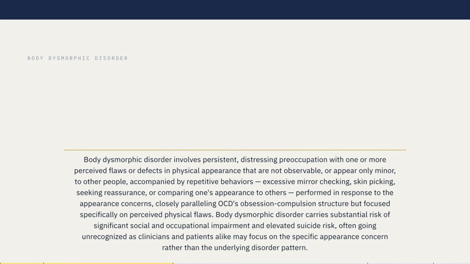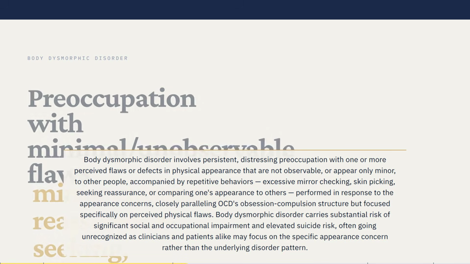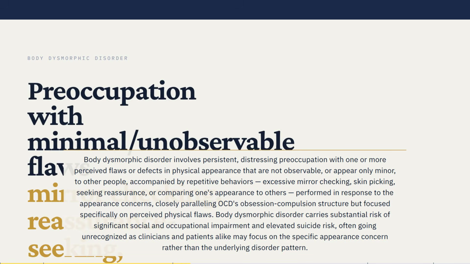Body dysmorphic disorder involves persistent, distressing preoccupation with one or more perceived flaws or defects in physical appearance that are not observable or appear only minor to other people, accompanied by repetitive behaviors, excessive mirror checking, skin picking, seeking reassurance, or comparing one's appearance to others, performed in response to the appearance concerns, closely paralleling OCD's obsession-compulsion structure, but focused specifically on perceived physical flaws.